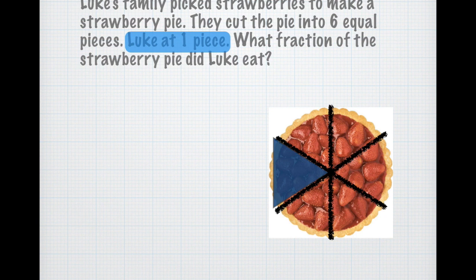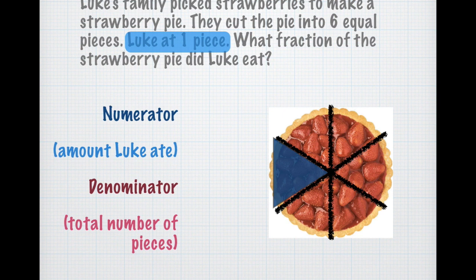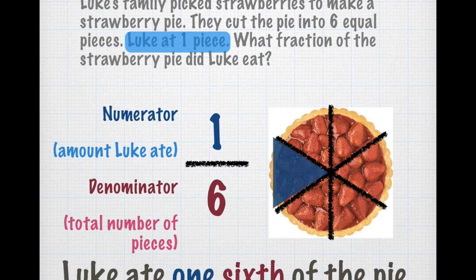And when we write our fraction, we want to remember that the numerator, our top number, is going to be the amount that Luke ate, and the denominator, our bottom number, is the total number of pieces. So we know that Luke ate 1 piece, so our numerator is 1. And if we count the number of pieces in the pie, there's 6 pieces, so our denominator is 6. We can also write this in word form and say that Luke ate 1/6 of the pie.